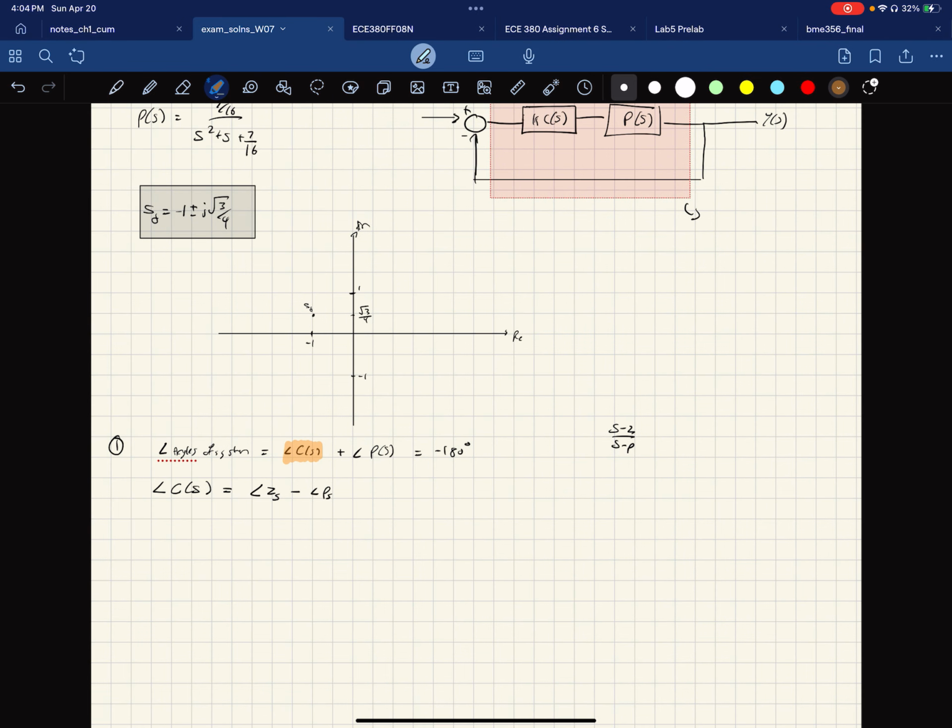Okay. So in this case, I don't know what my controller even is. I need to design it. So this is a rule, right? I don't even know what C of S is. I don't know what the angle is. But I know that the total is -180, and I know the angles of P of S. I know what P of S is.